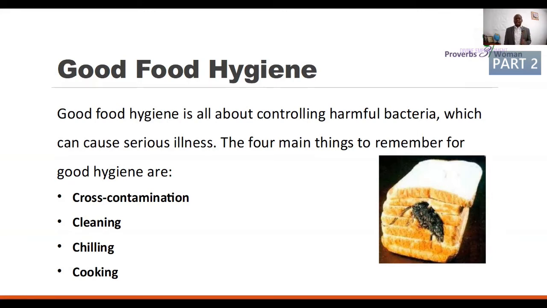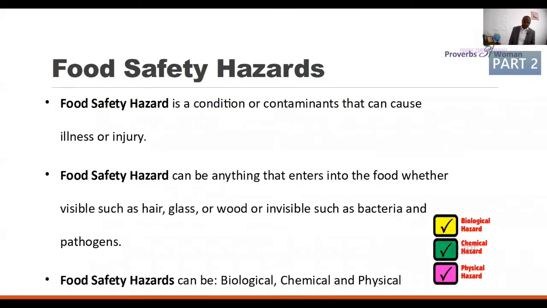Now, in this good food hygiene, we've got four main things that we have to remember for good hygiene. I call them 4 C's. The first one is what we call cross-contamination. We're going to be covering this in this training in details later on. Cross-contamination, cleaning, chilling, and also cooking. So these 4 things, they cover what we call good food hygiene: cross-contamination, cleaning, chilling, and also cooking.